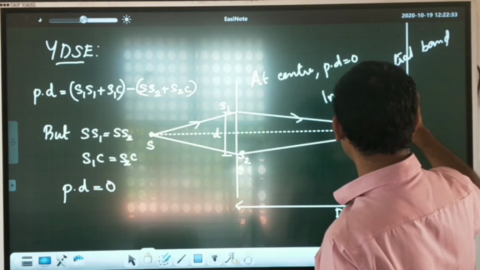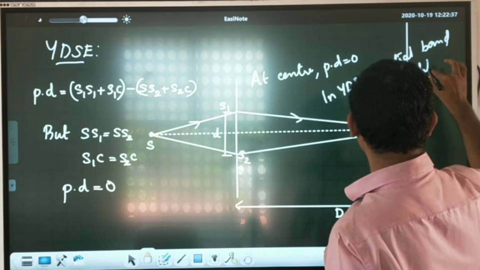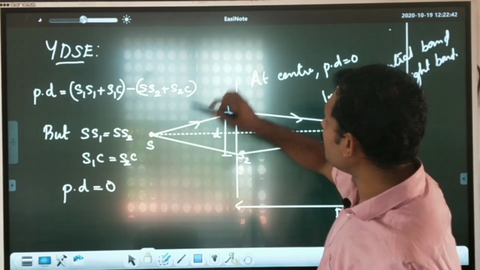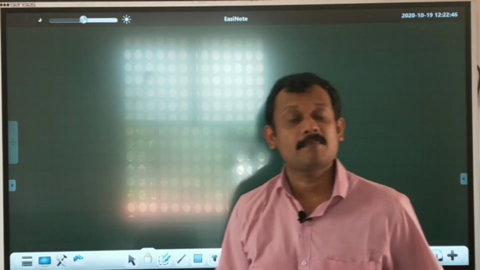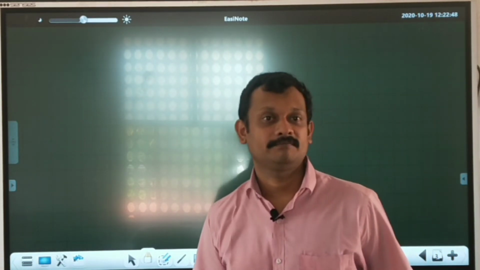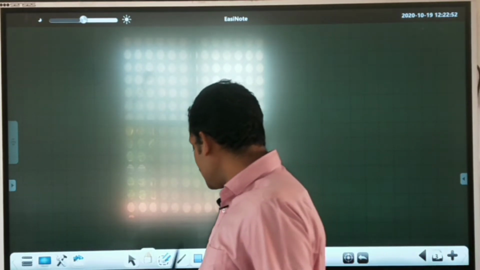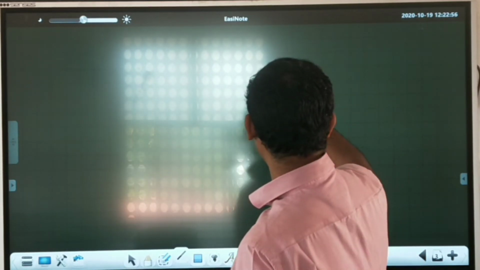Central band is a bright band. So in YDSC, the central band is a bright band, I would say, right? Central band is a bright band in case of YDSC. Now we will consider another point in the path of light.